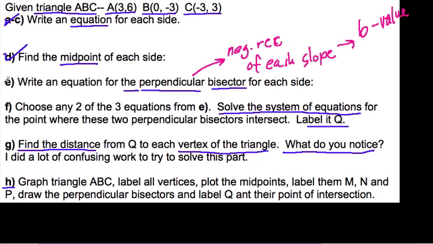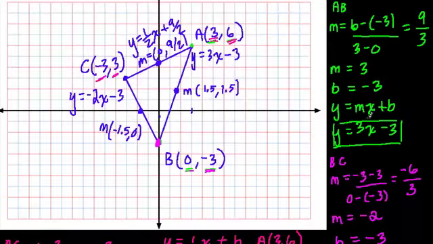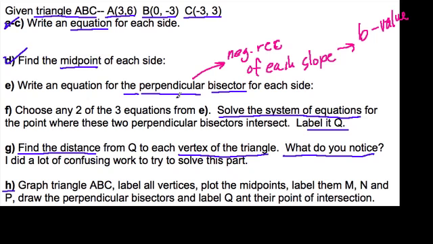So 2 steps, negative reciprocal of each slope, and then find our b value for each of those lines. So again, we're going to find 3 more equations, one for each, right, of the perpendicular bisectors. But I've already taken enough time here, so let me do that in our next video.